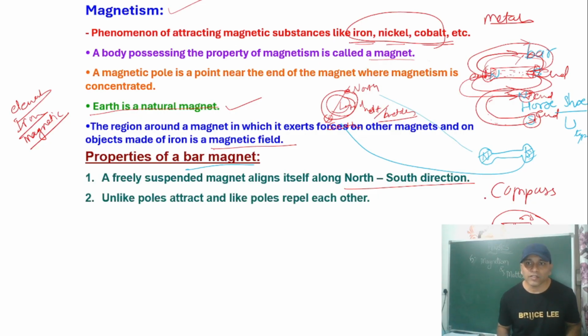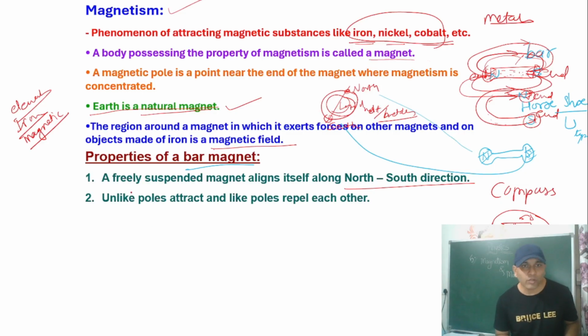Next, why is this phenomenon observed? Because of the Earth's magnetic field, Earth's own magnetic field. Earth is a natural magnet, and it has a north and south pole. So these magnets will give you the north and south direction.